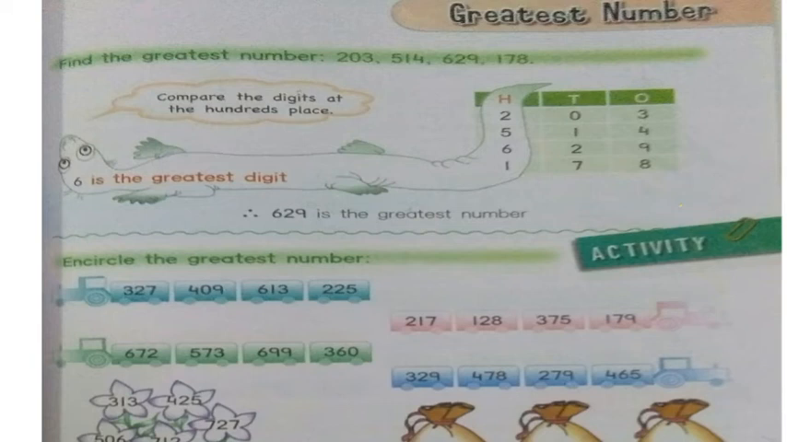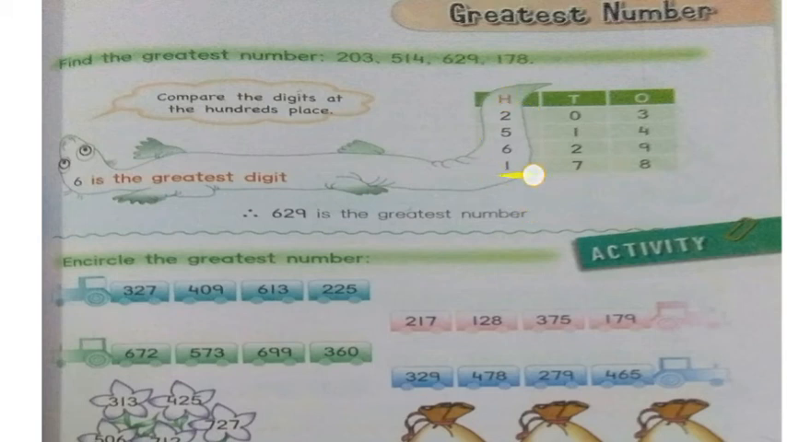Now to find out the greatest number, greatest means the biggest number, you have to compare the numbers which are given on hundreds place. The numbers which are in the hundreds place are 2, 5, 6, 1. So tell me children, among all these numbers, which is the greatest? Among 2, 5, 6, 1, which one is the biggest one? 6 is the biggest among all these.